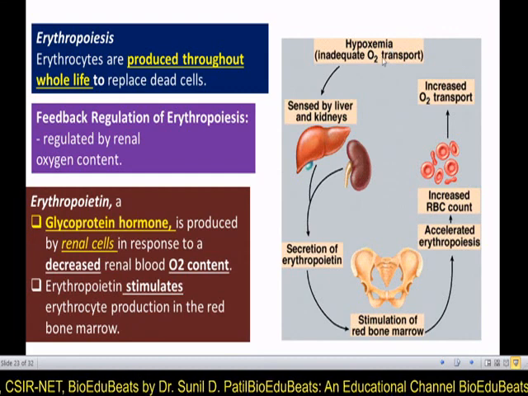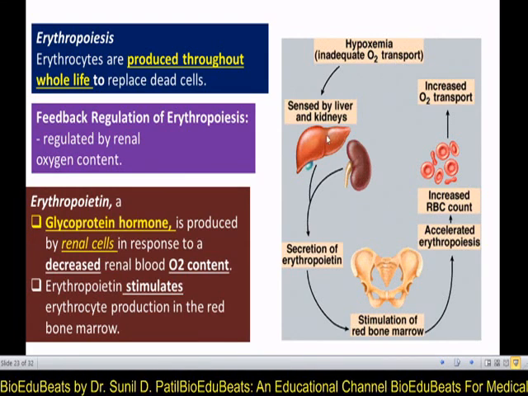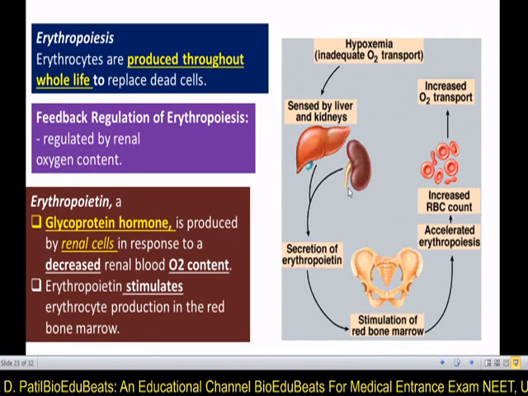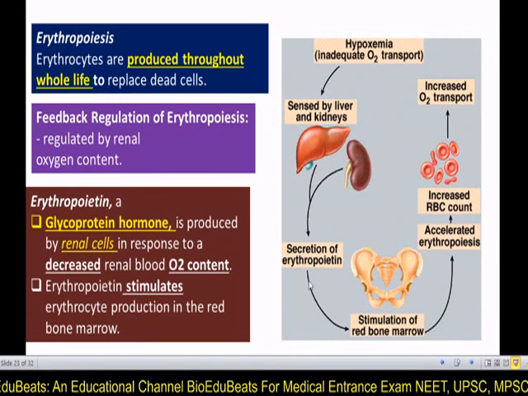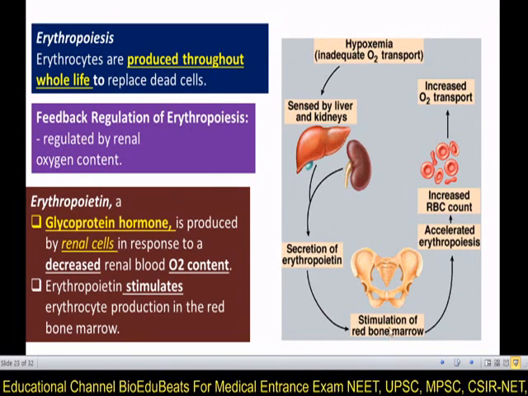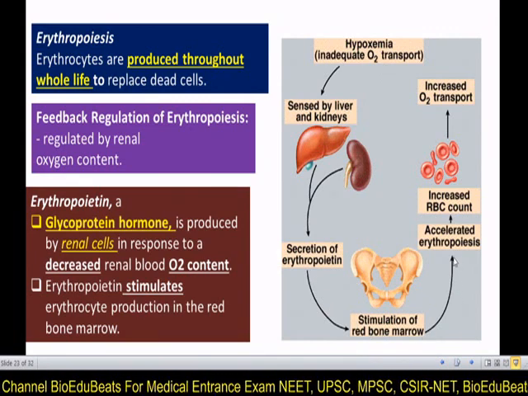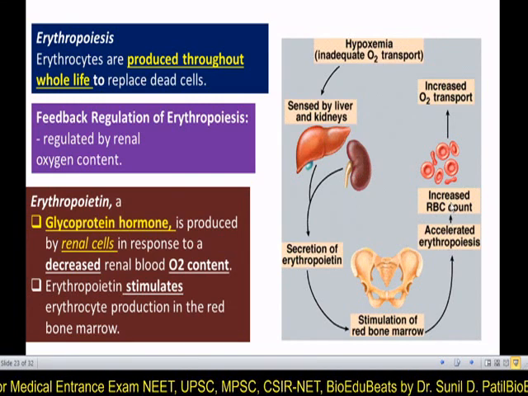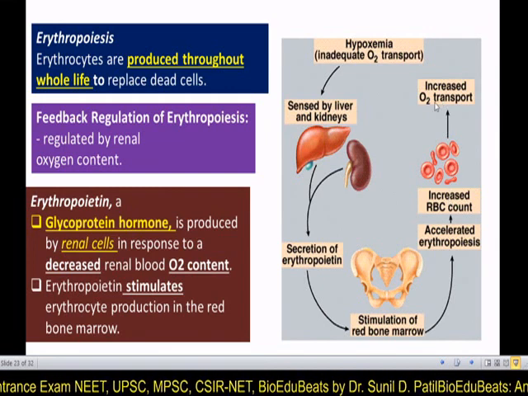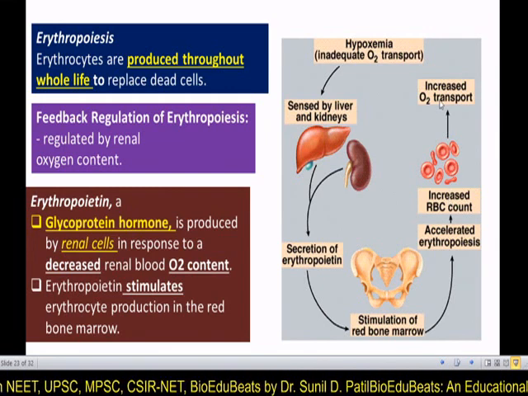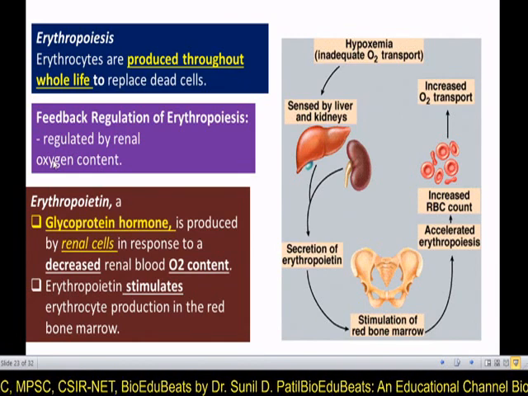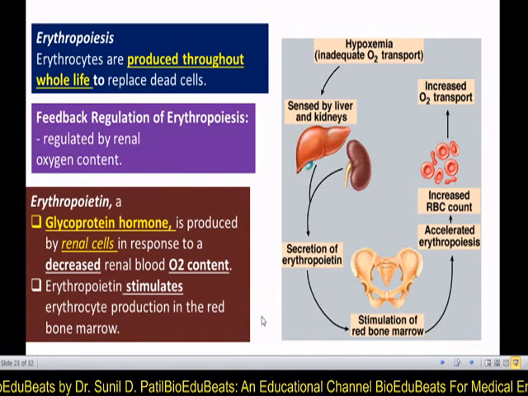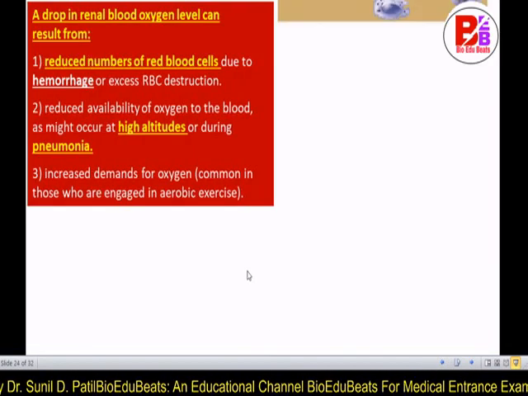Hypoxemia means less oxygen, inadequate oxygen transport to the kidneys and liver, and there is secretion of the hormone erythropoietin by both the renal cells and the hepatic cells. The stimulation of red bone marrow takes place. There is acceleration in erythropoiesis, an increase in RBC count and RBC production, and an increase in O2 transport. When it is increased, the secretion of the erythropoietin hormone stops. It is called feedback regulation of production of RBCs.